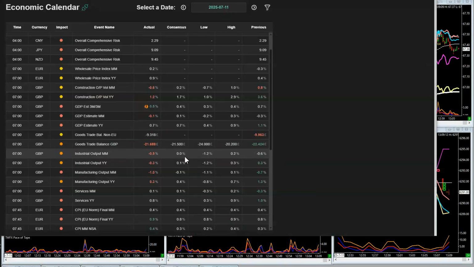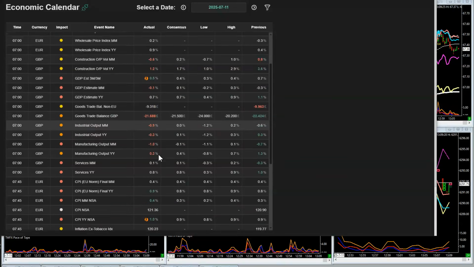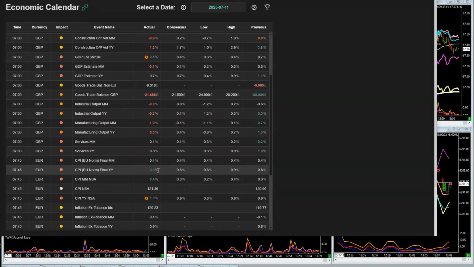There weren't any lightning bolts kicking off here, but they're all pretty solid crap numbers, right? Industrial output month-on-month down 0.9, forecast at 0. Manufacturing down 1%, forecast at just 0.1%. So really quite rubbish numbers earlier. European inflation numbers also quite punchy to the top side, aren't they?